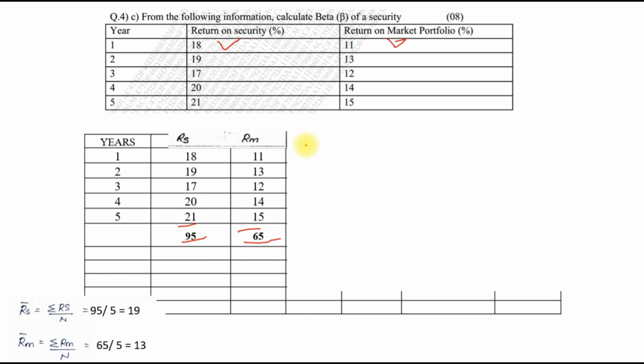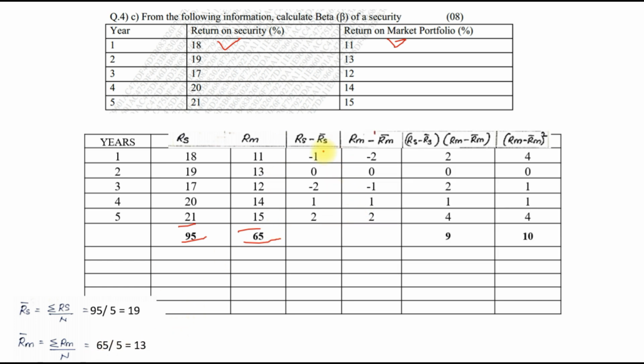The next column is RS minus RS bar, so all these values minus 19. After that, we'll have RM minus RM bar, so all these values minus 13. So we get these values. The next column will be the multiplication of these two columns: negative 1 into negative 2, 0 into 0, negative 2 into negative 1 and so on. We need the total of that, which comes to 9. The last column is RM minus RM bar the whole square, and then we need the total of that also.